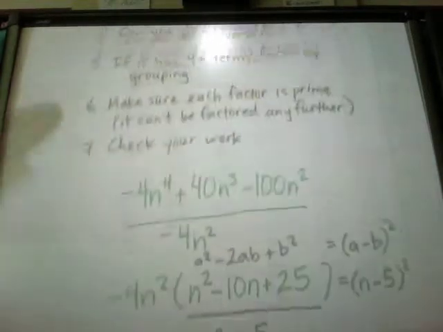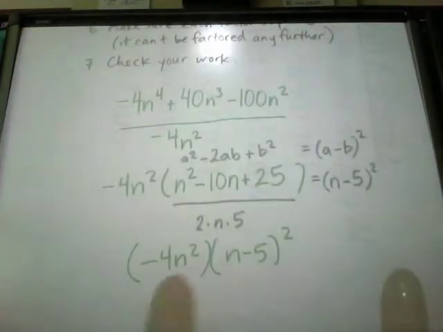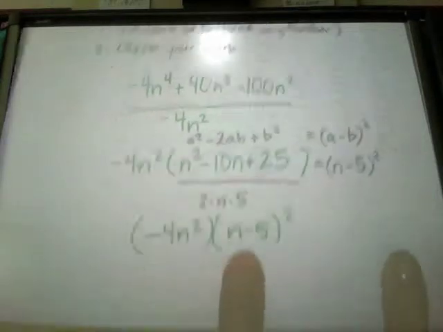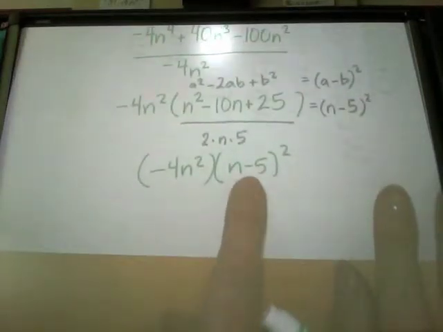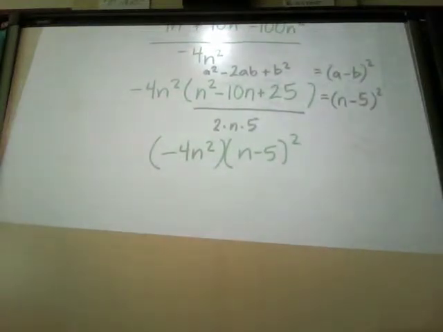Now, it doesn't have 4 terms, so we're not doing that. We already checked to make sure, could I do anything to either one of these? There's nothing else I can do. To check your work, you could write this out, you could FOIL it, and then multiply it by that. We're going to skip the checking for now to save a little time in the podcast.